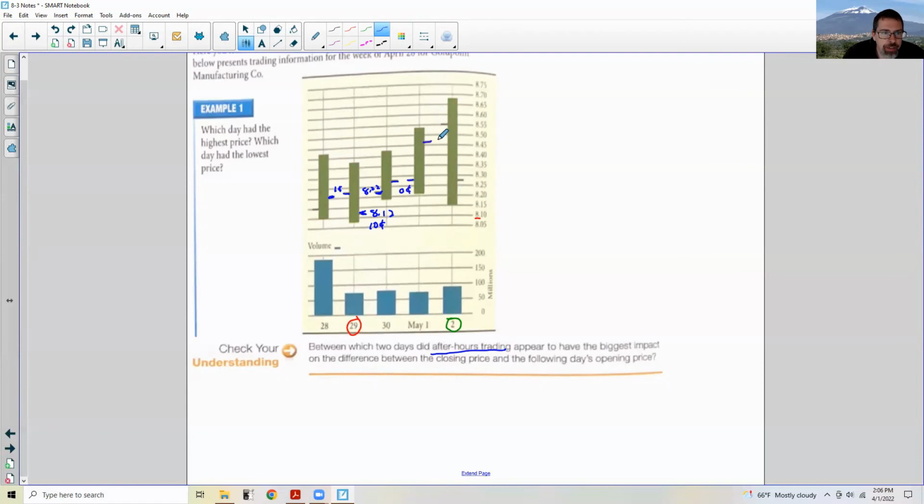And then right here is 8.46 and up here is 8.55. So that's about a 9 cent change. Okay, so the largest change in after hours trading occurred right here between the 29th and the 30th. Okay, so that's how you read open and close prices.